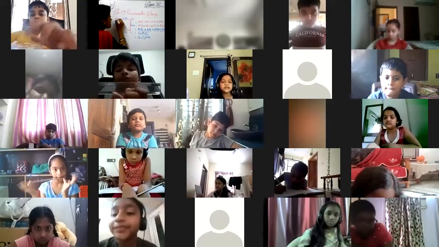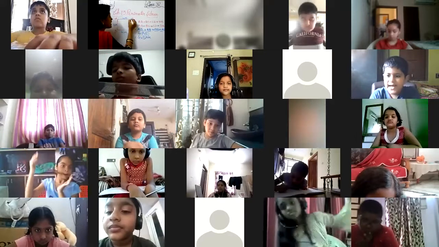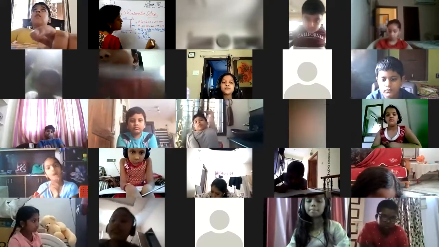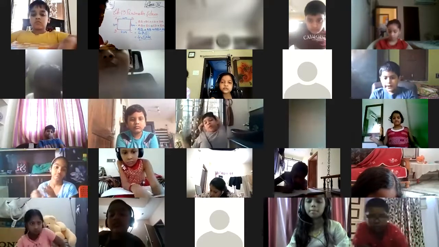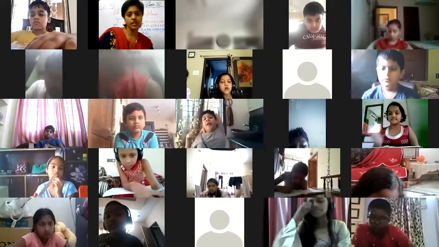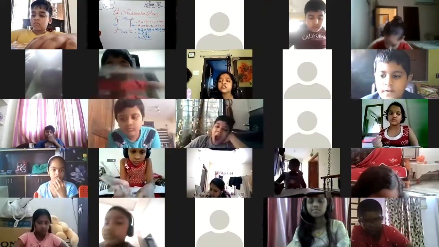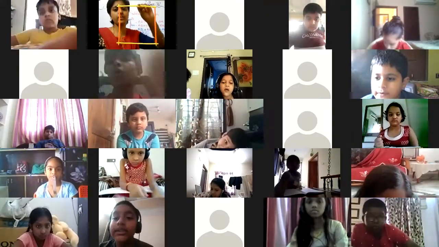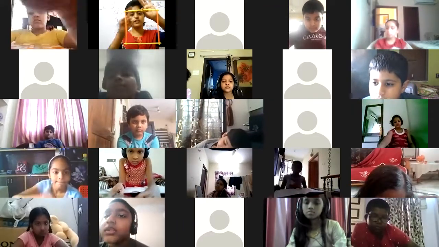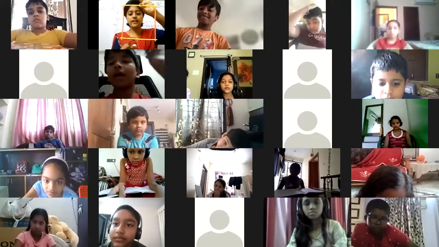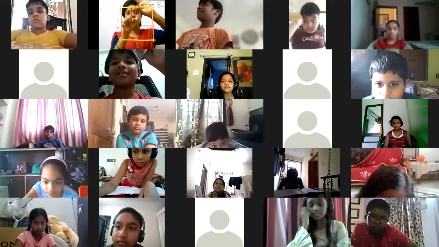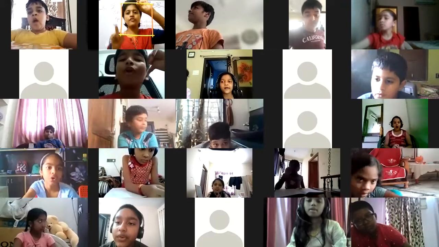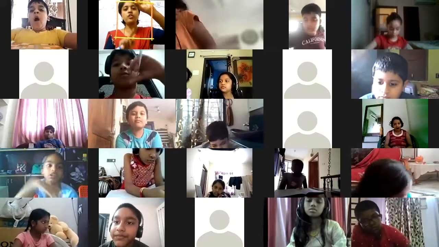Now what is this AB? This is the side of the square. So how many sides are there? 4. So what is the formula for perimeter of a square? 4 into side. Children, this is your square, no? All the sides are equal. How many sides are there? 1, 2, 3, 4. So 4 into S.